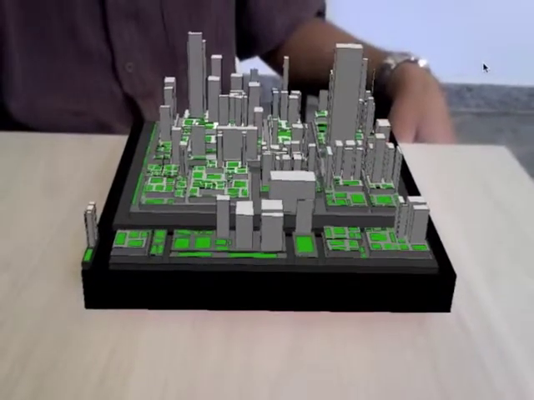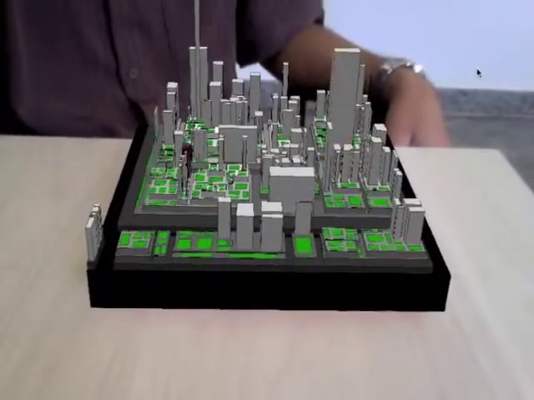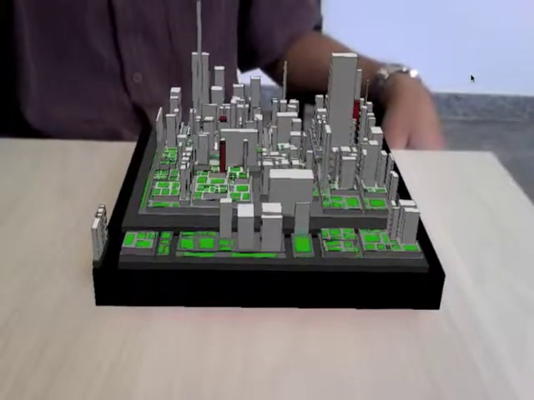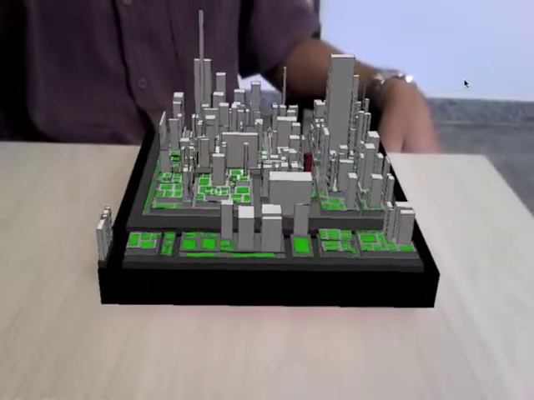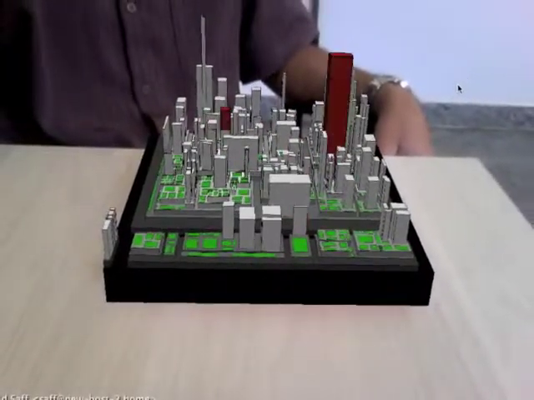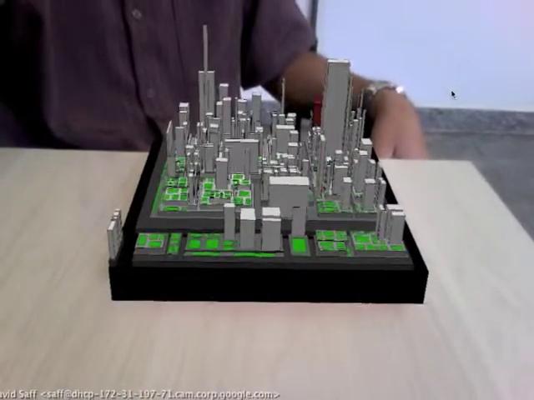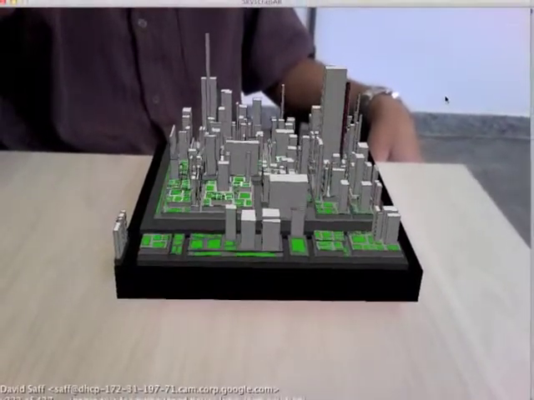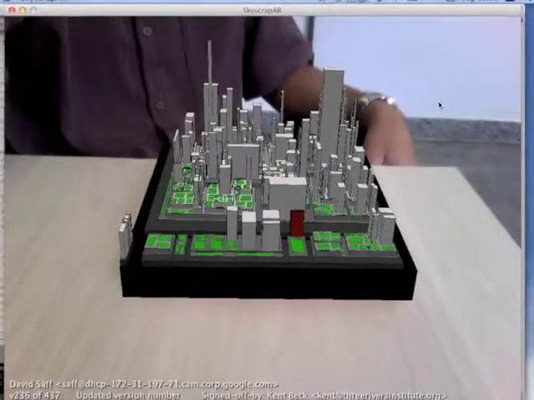The area of the base of a building represents the number of lines of code of a class. The height is the code churn, that is, the number of lines added or removed from a class since its first revision. As the software evolves, buildings get taller, eventually becoming skyscrapers.